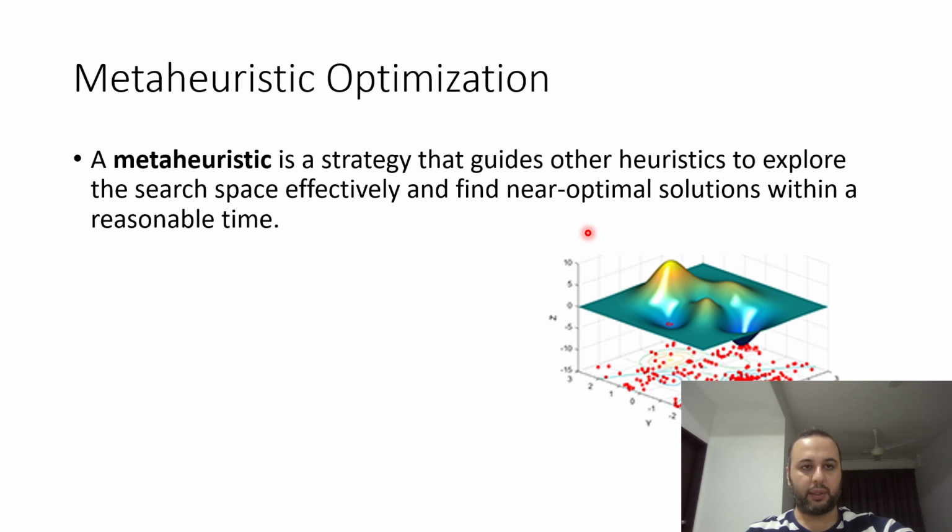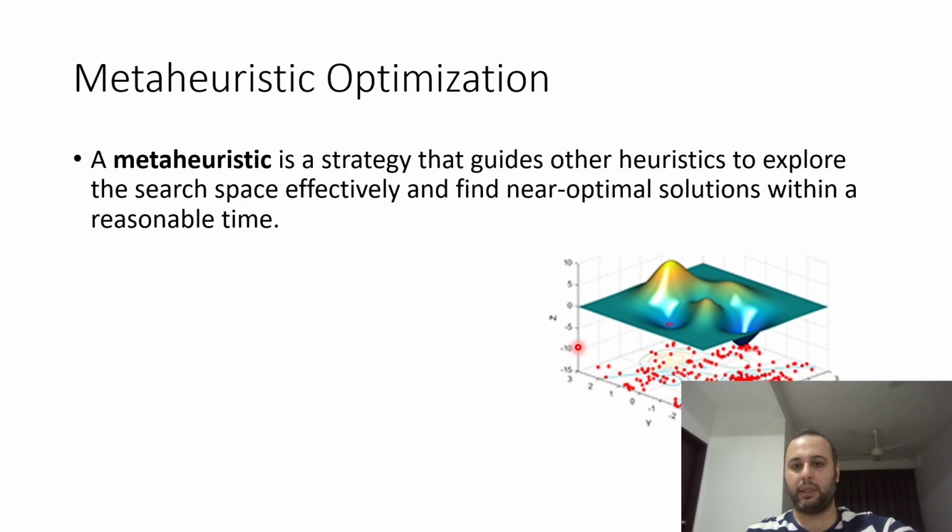We have metaheuristic optimization, which is the numerical way that works by exploring the search space to find a near optimal solution within a limited, reasonable time. So metaheuristic methods are a bunch of algorithms. It's a technique which numerically searches for the optimal points in the search space.